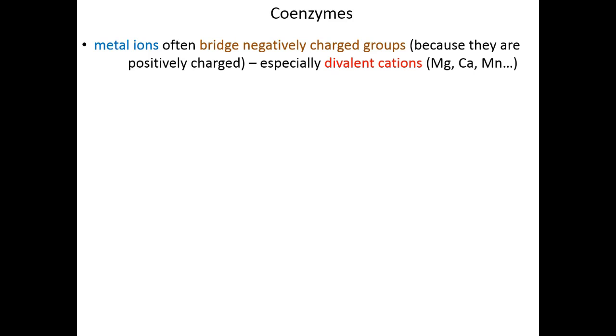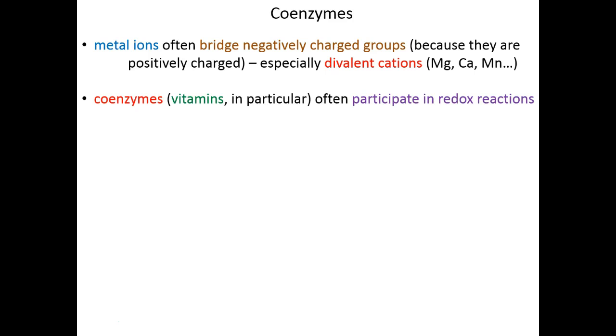Most metal ions have a positive 2 charge, and so metal ions can interact with two negative side chains simultaneously and attract those two side chains to themselves, to the metal ion, to some central point, bridging those negatively charged groups together. Vitamins in particular often participate in redox reactions.